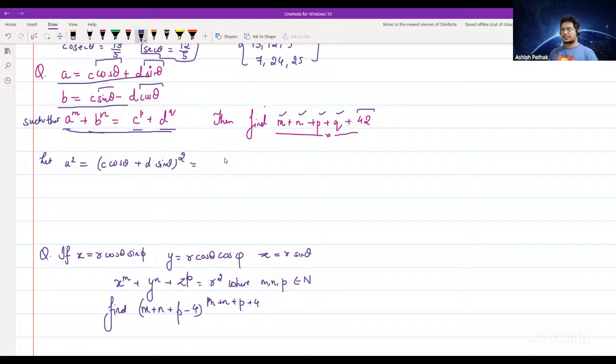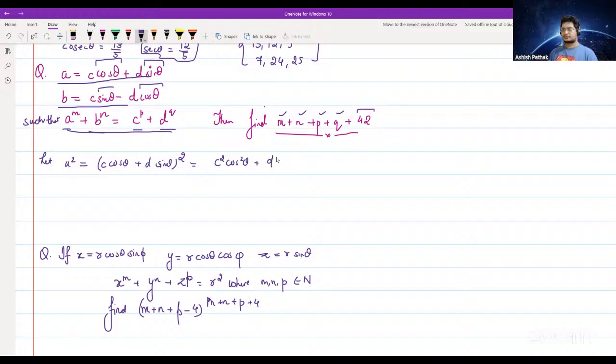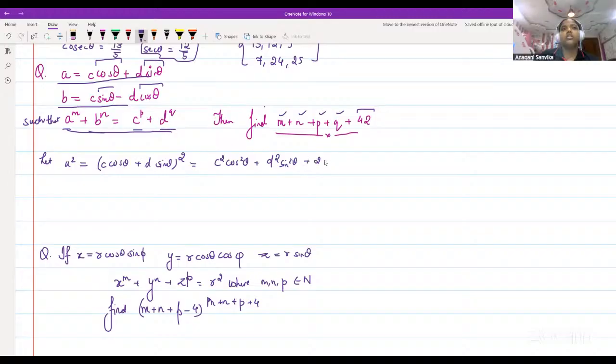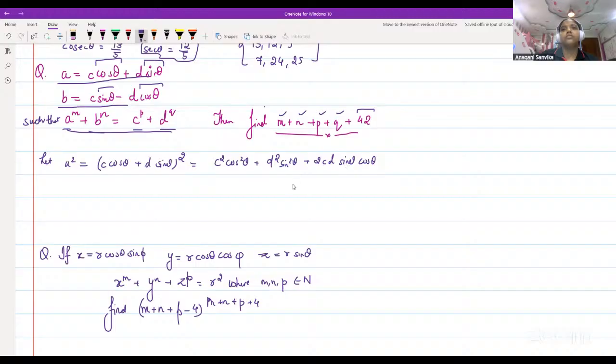Can you expand this value? What will you write? C square cos square theta plus D square sin square theta plus 2 CD sin theta cos theta. Got it?